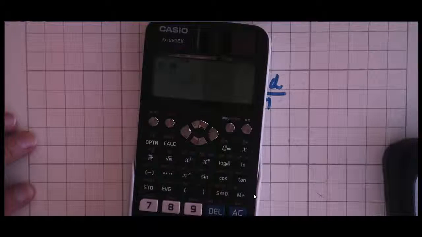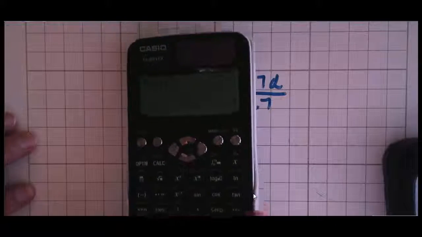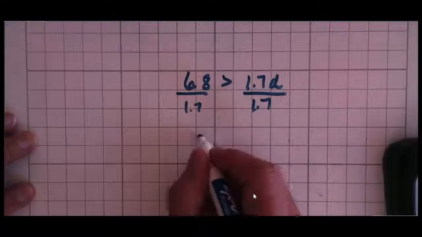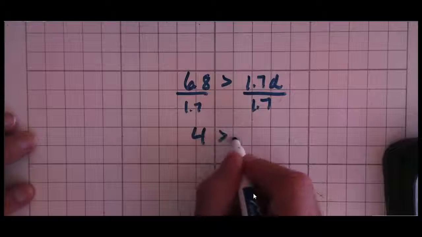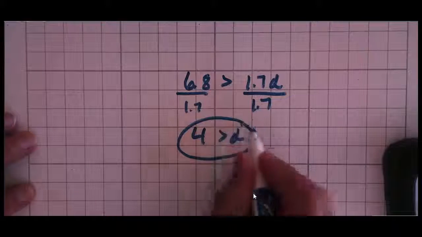6.8 divided by 1.7 equals 4. 4 is my answer. So 4 is greater than d. Did I multiply or divide by a negative number? No. And so this is my answer.